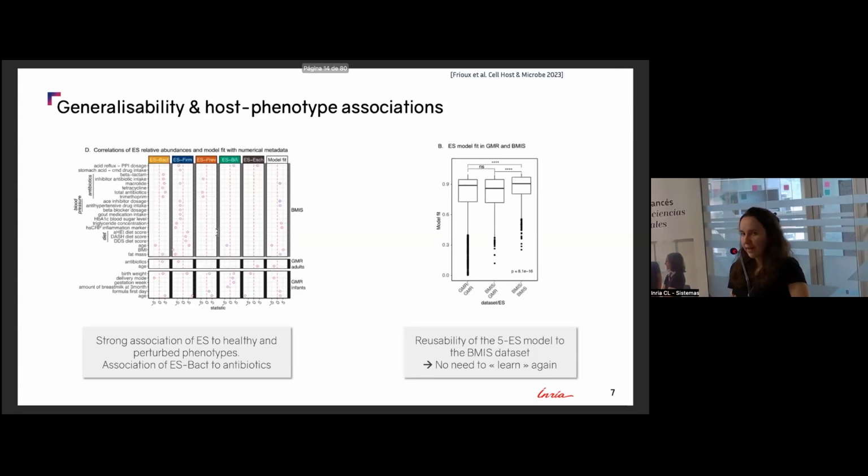But then the question arises of whether these signatures can be reused for new data. So we tested a new cohort, and we either reconstructed de novo the same enterosignatures, so we learned again, or we reused the signatures that we used in the first learning cohort. And you can see in the middle bar plot that actually reusing the previous signatures gives good model fit scores to describe the new samples. So it means that we don't need to learn again and that we learned generalizable signatures in the first place.